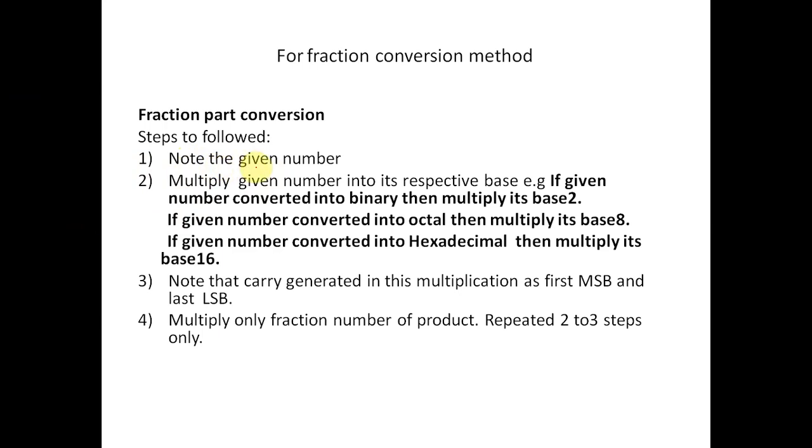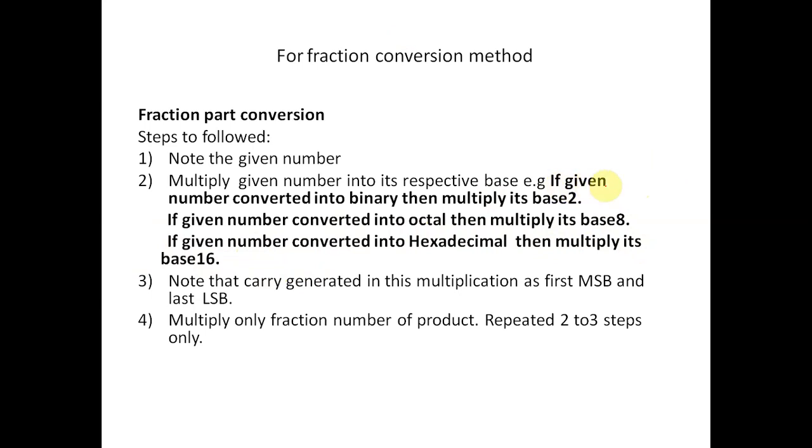First step is to note the given number. Second step is to multiply the given number by its respective base. For example, if the given number is converted into binary, then multiply by its base 2. In the integer part, a divide procedure is used, but in the fraction part, a multiplication process is used. If the given number is converted into octal, then multiply by its base 8. If the given number is converted into hexadecimal, then multiply by its base 16.